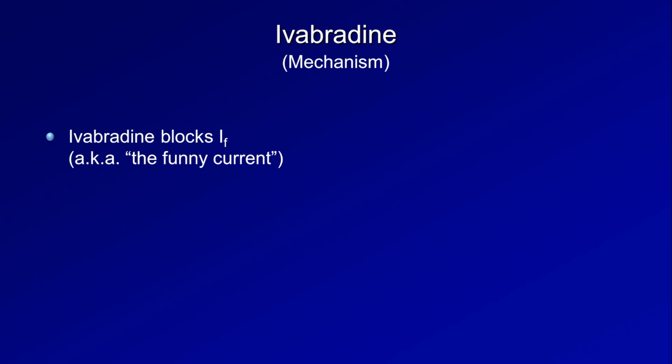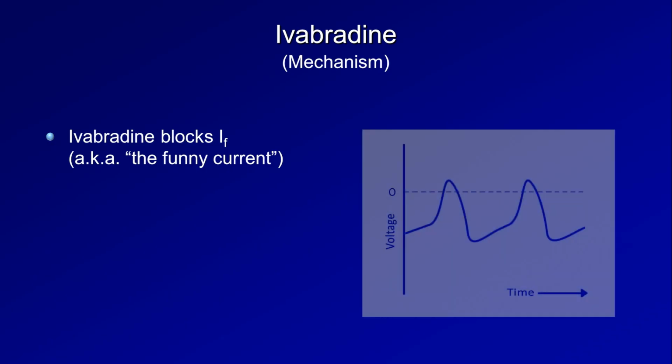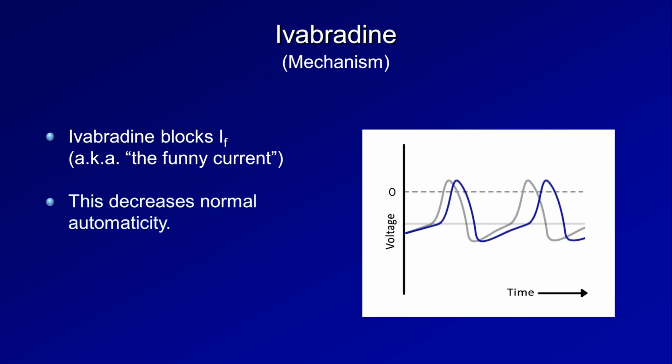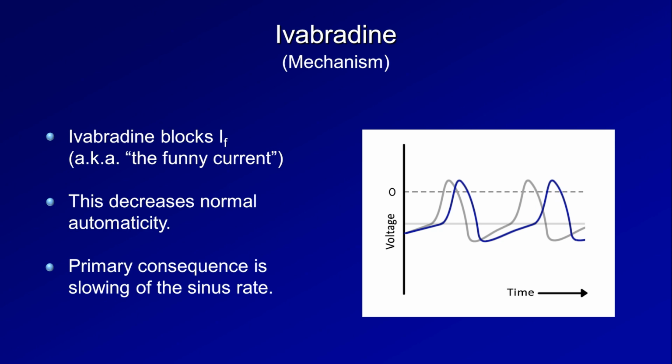In myocytes within the sinus and AV nodes, where the slow response action potential is expressed, the resting membrane potential is not at an equilibrium. There is actually a small depolarization current called the funny current that is carried by sodium and potassium ions. When the spontaneous depolarization of the cell hits a certain threshold, the L-type calcium channels open and the full action potential is triggered. This is the mechanism responsible for pacemaker cells' normal automaticity. Ivabradine, by blocking the funny current, decreases the rate with which these cells spontaneously depolarize. In other words, it decreases normal automaticity, the primary consequence of which is slowing of the sinus rate.